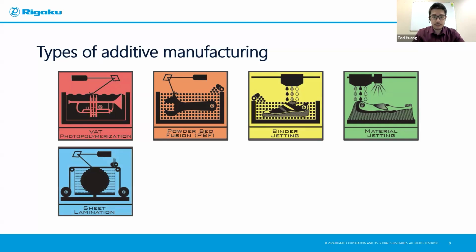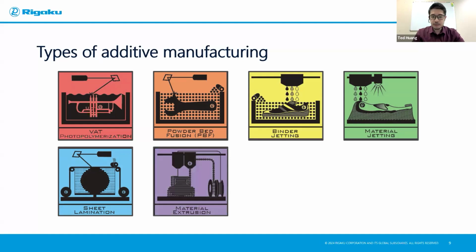The next one is sheet lamination. This is most commonly used for ceramic-type additive manufacturing. You cut it into different sheets, lay them on top of each other, and then later put them into a furnace for sintering. And then the next one is material extrusion.